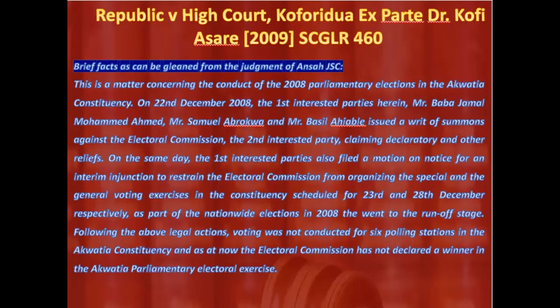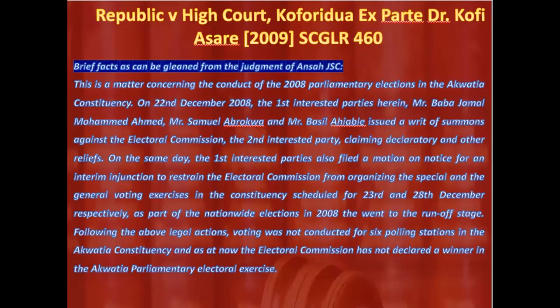Now you will notice that in this case, the election results have not been declared. So there's no election results as of now. But the plaintiff in the High Court, because no results have been declared, what he rather filed at the High Court was a writ of summons. Now, his argument was that insofar as the results have not been declared, then there's no election conducted, which would require him to rather file an election petition.